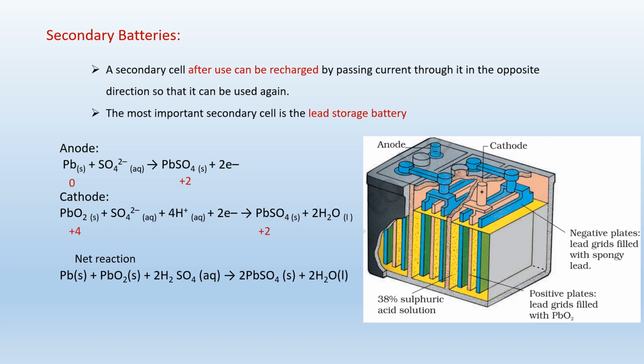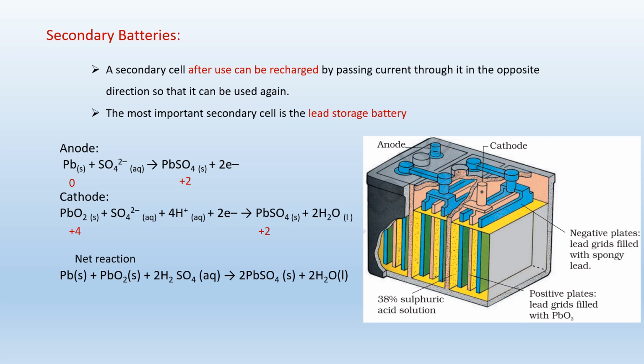In the cathode, the reduction will take place. The lead oxide is reduced to lead sulfate. Lead oxide has a +4 oxidation state. Now it is +2 oxidation state. Lead sulfate has Pb 2+, SO4 2-, +2 oxidation state, because it receives 2 electrons from the anode part, right? And hence the net reaction is given below, forming water, right?